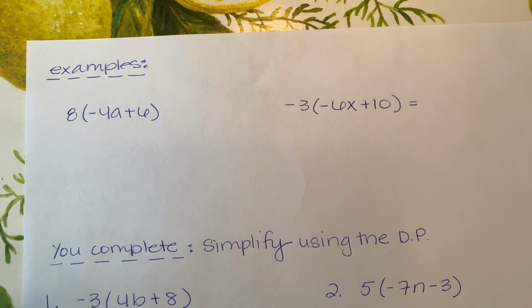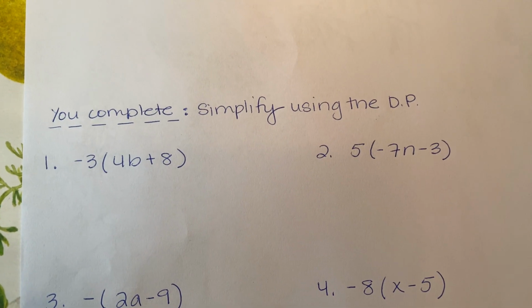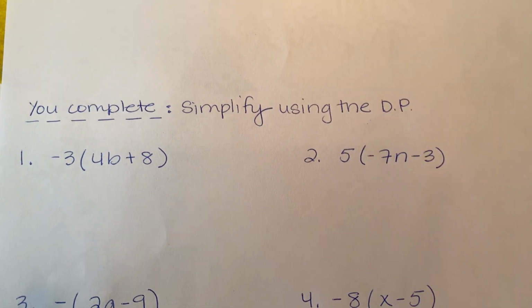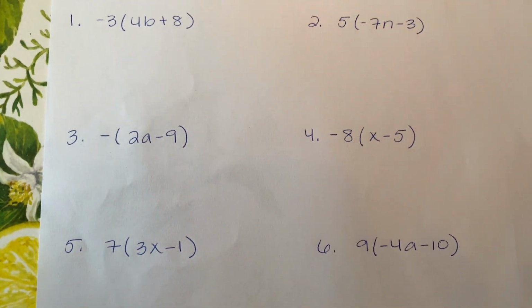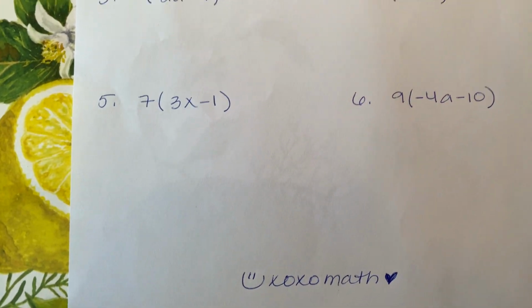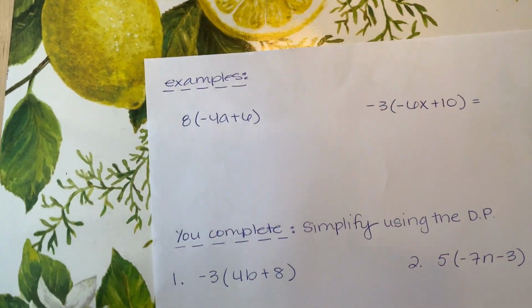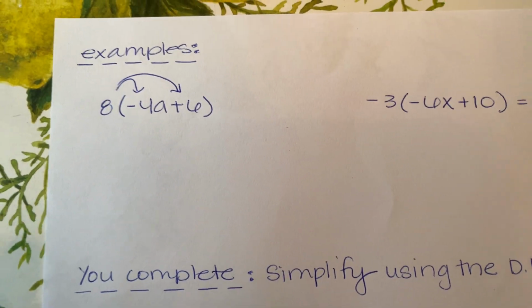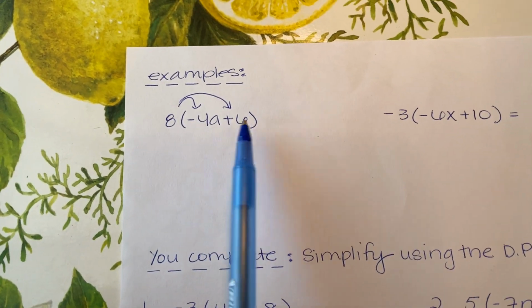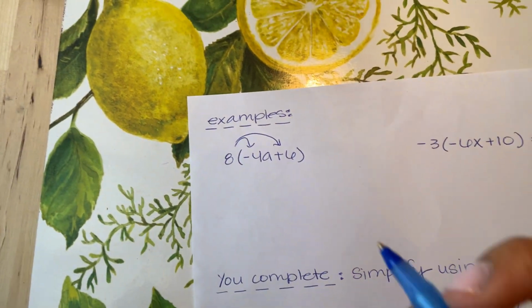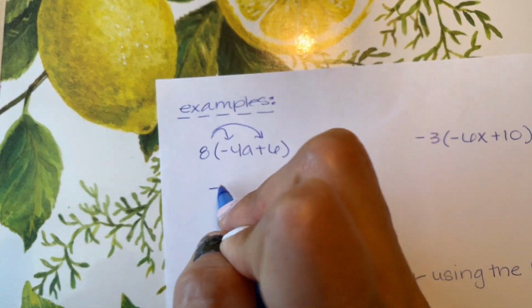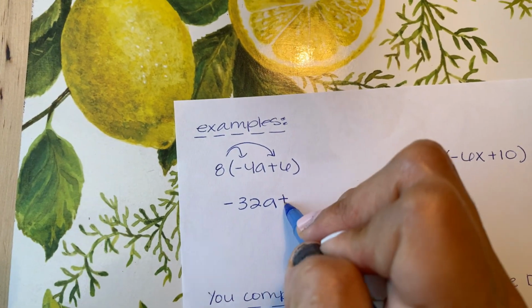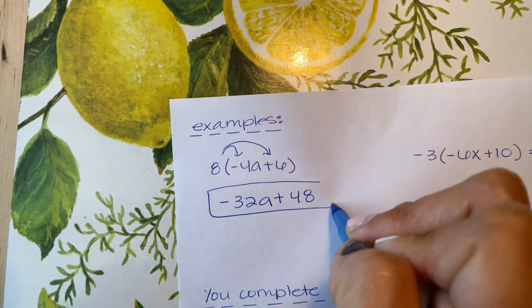Okay, so I'll just do 2 more examples, and then your assignment, you will complete simplify using the DP, distributive property, and it would be this. So I'm just going to pan it over, but then I'll also explain it again. Okay? Okay, so again, here, we're going to distribute, right? So I'm going to multiply twice. Why twice? Because there's 2 terms in the parentheses, right? So what is 8 times -4? -32a. What is 8 times 6? +48.